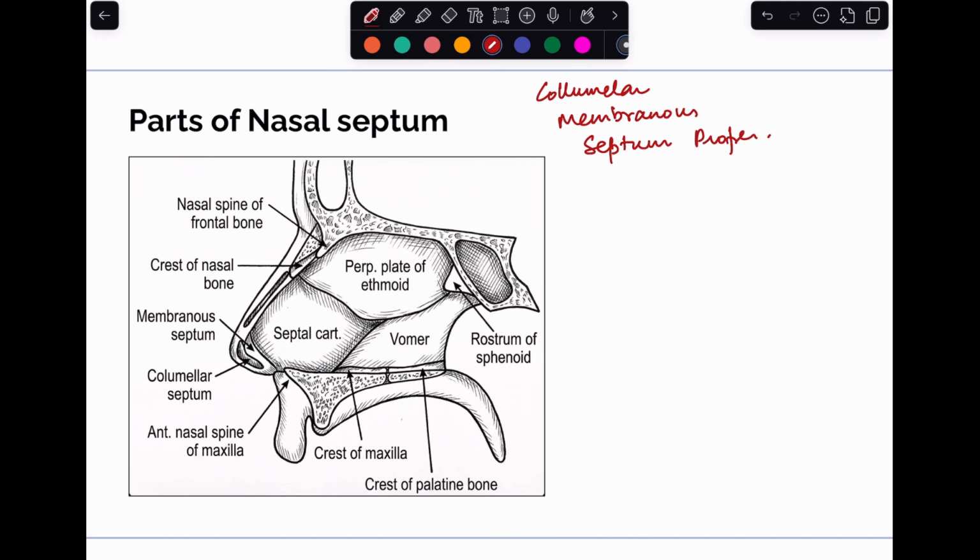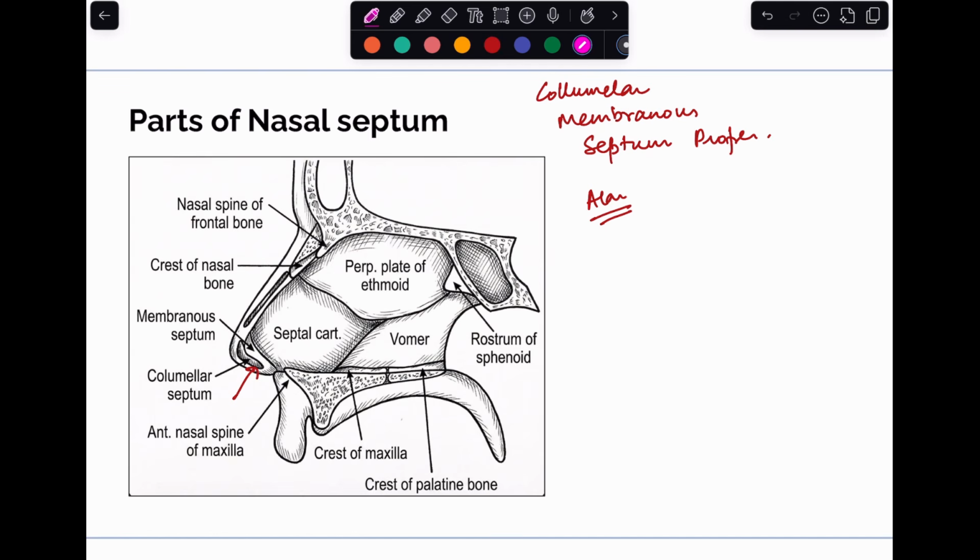Now, what is columellar septum? Columellar septum, if you look at the image, this is the columella. So, columellar septum is formed of the columella, which contains the medial crura of the alar cartilages. And they fuse together by fibrous tissue and they're covered on either side by the skin. So if you just were to touch your nose, at the tip of your nose, if you hold the lowermost part, the columellar region, what you're holding is the columellar septum.